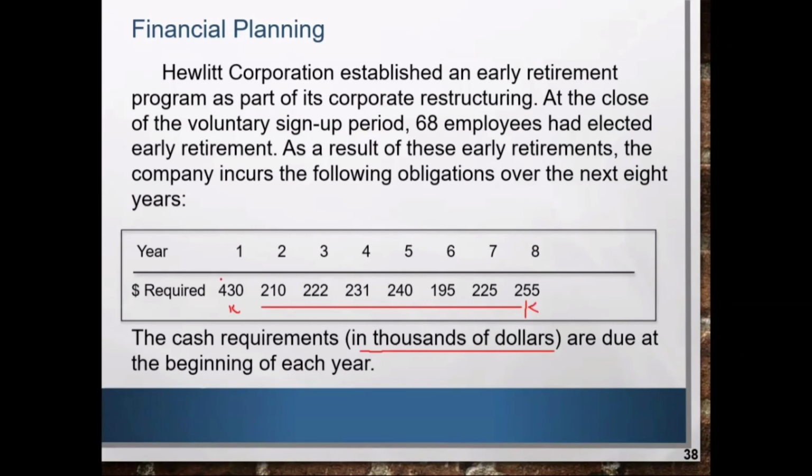This is the cash obligation at the end of each year. In year 1 it should be 430,000. In year 2 it is 210,000, and so on until you reach year 8, which is 255,000 at the beginning of year 8.